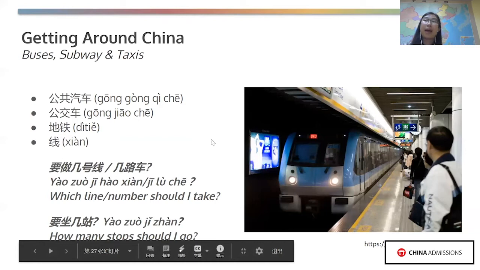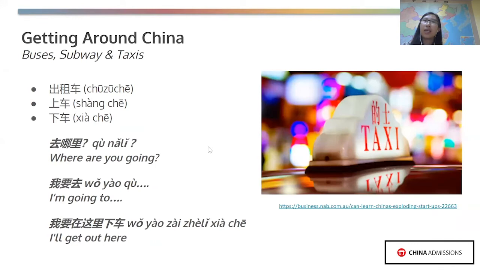For traveling, the map is necessary, an electronic map. Okay. Taxi, 出租车. Generally, people use 滴滴打车. 滴滴 is kind of the Uber of China. So we use 滴滴. The name is very cute. So you can get a taxi through 滴滴.